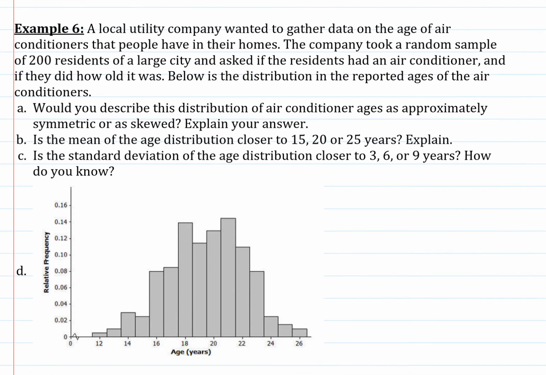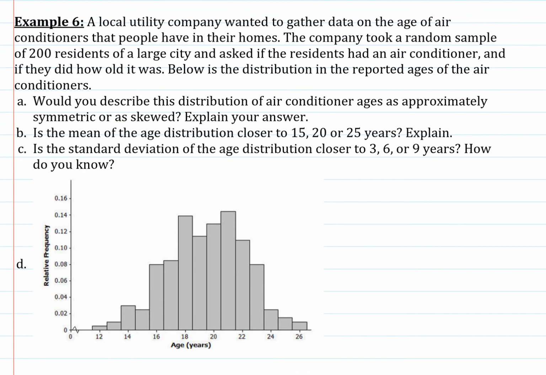Okay, one more example for today. A local utility company wants to gather data on air conditioners. So they're asking people, do you have an air conditioner? How old is it? Here's the distribution. So this, guys, is just a histogram or a bar graph or a dot plot with all those bars drawn on top of the dots, right? So we can tell most people have an air conditioner that's about 21 years old or so.